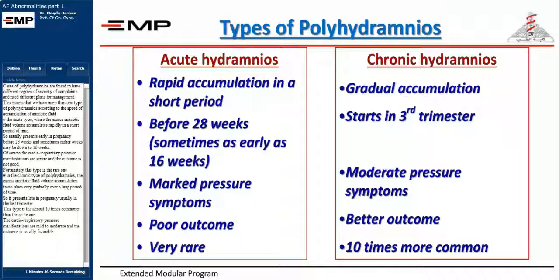In the chronic type of polyhydramnios, the excess amniotic fluid volume accumulation takes place very gradually over a long period of time. So it presents late in pregnancy, usually in the last trimester. This type is almost 10 times commoner than the acute one. The cardiorespiratory pressure manifestations are mild to moderate and the outcome is usually favorable.